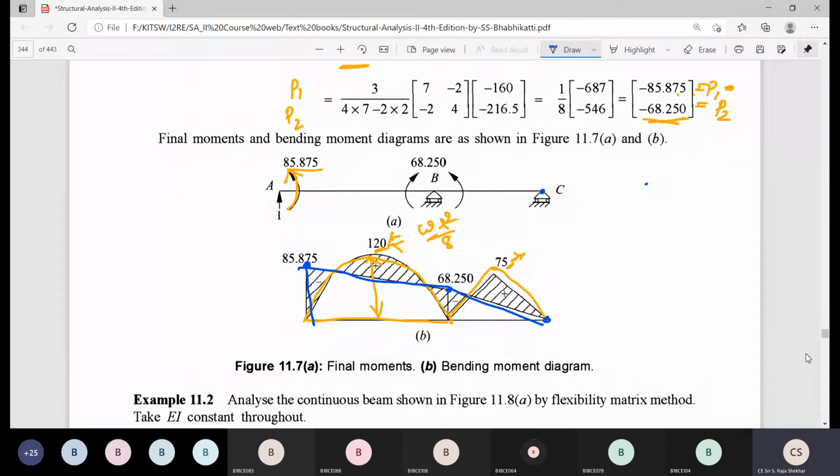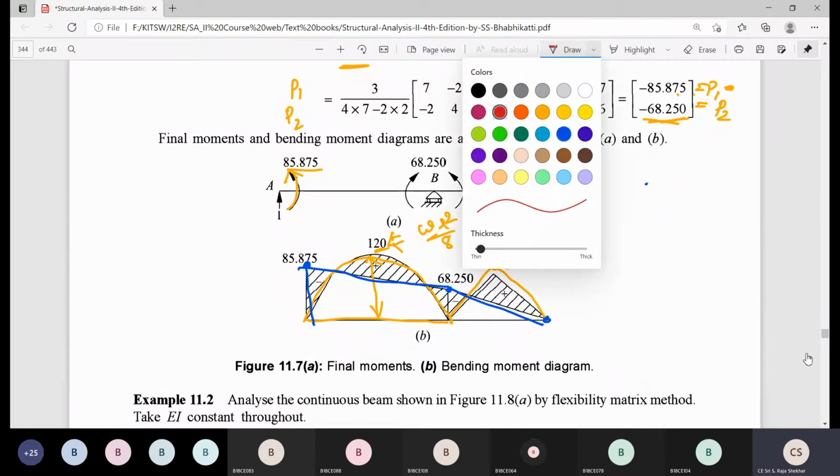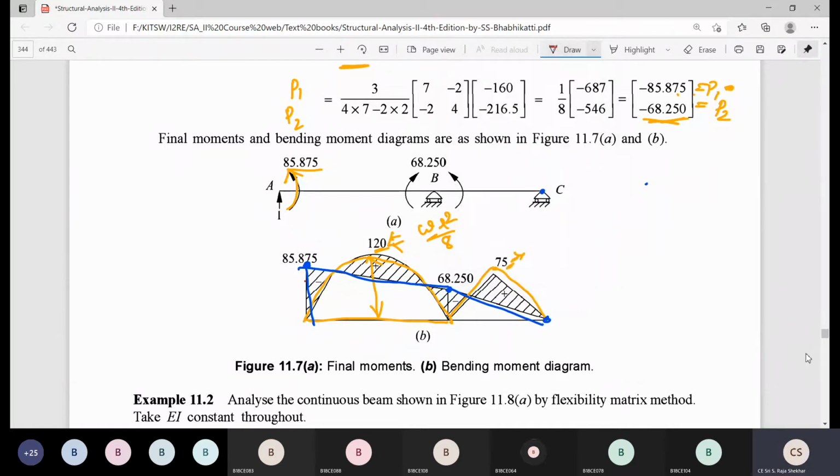So this is the free bend moment diagram and this is the fixed bend moment diagram. So these values. This hatched portion represents the net negative bending moment. This hatched portion represents the net positive bending moment. So this will be the net negative bending moment. This will be the net positive bending moment.